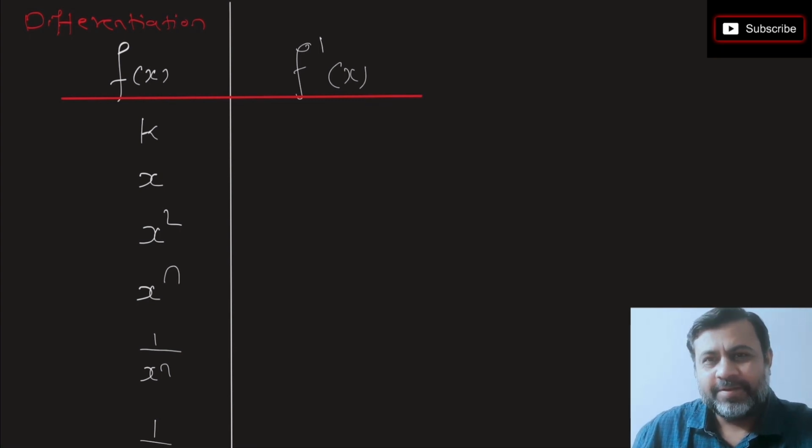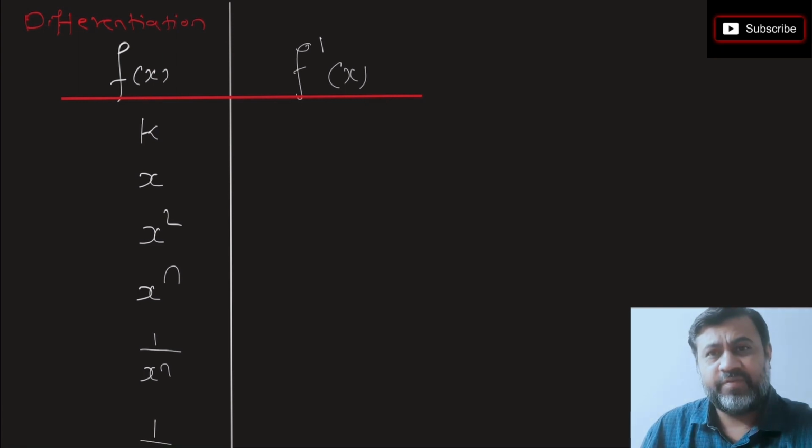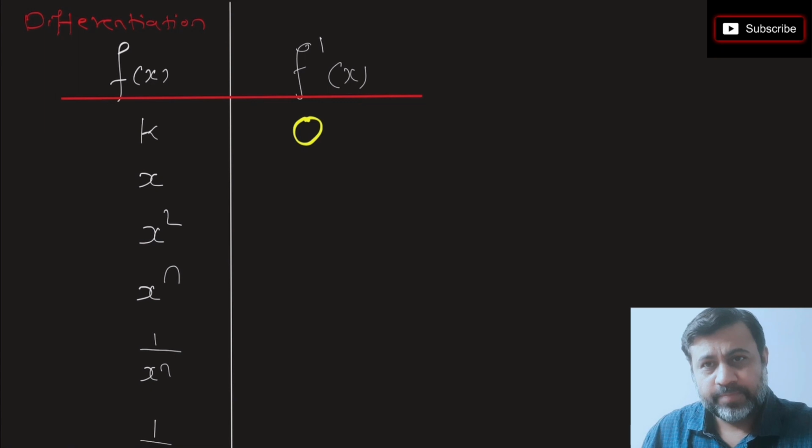Everyone, just quick revision of formulae and concepts from two chapters, differentiation and integration. To begin with, differentiation. What is the derivative of a constant? Any constant, 555, anything, the derivative of a constant is always going to be 0. What is the derivative of x? 1.